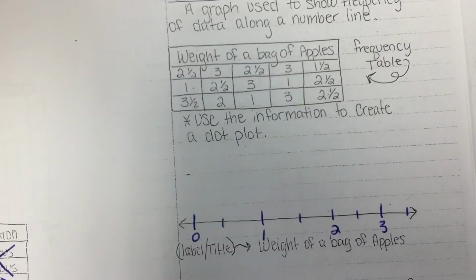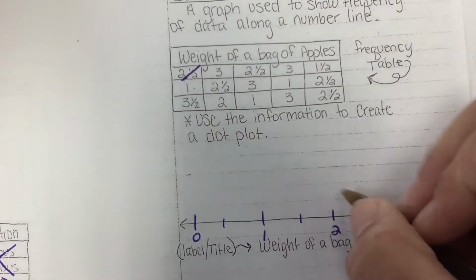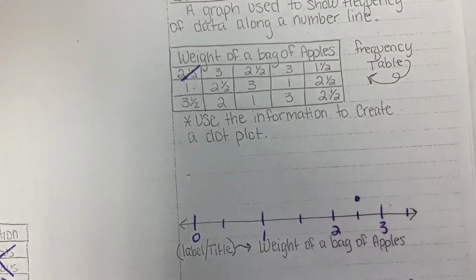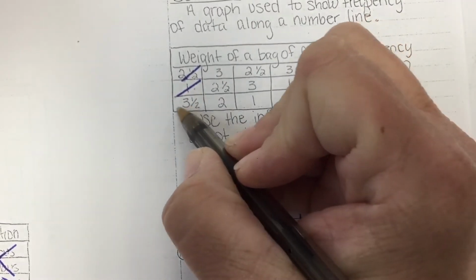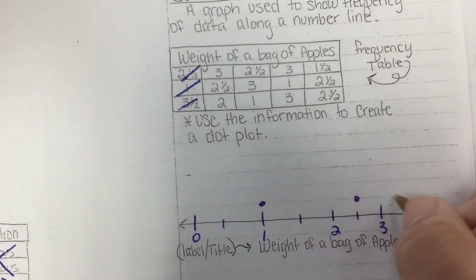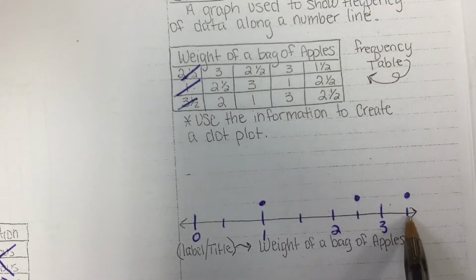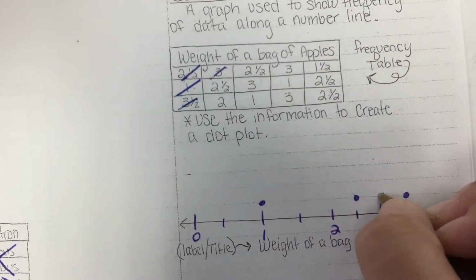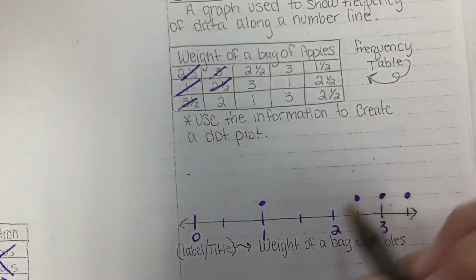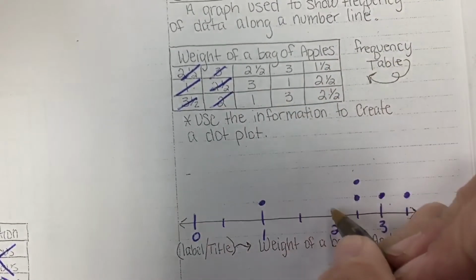So now all we're going to do is create dots. So 2.5, I'm going to put a dot just above the 2.5 mark. 1, so I'm going to mark that out. I'm going to put a dot above the 1. 3.5, mark that out, and put a dot above 3.5. Because if this is 3, this is 3.5. All right. Mark out 3, put a dot. Mark out 2.5, put another dot. Mark out 2, put a dot.